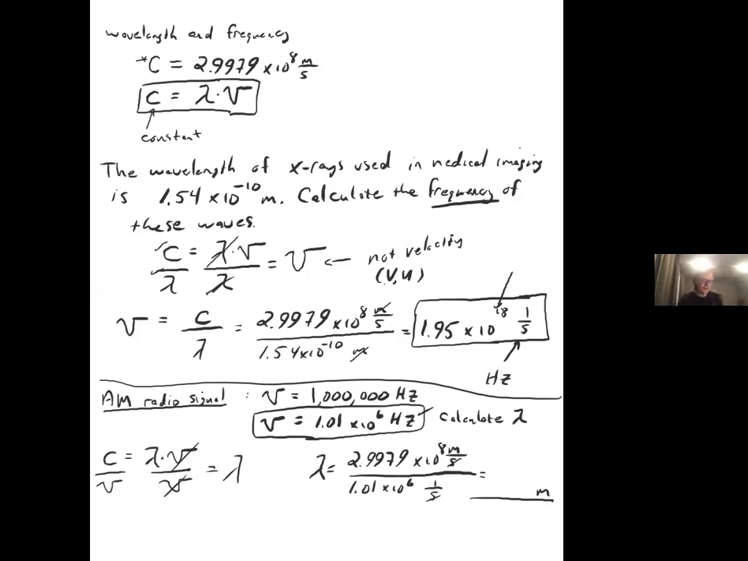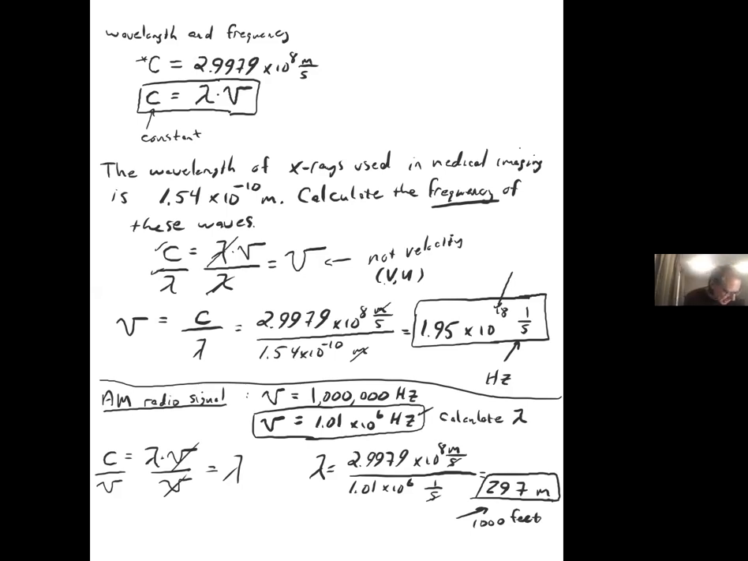Okay, so 2.9979 times 10 to the 8th divided by 1.01 times 10 to the 6th, and you get, wow, 297 meters. That's very big, actually, right? You think about it, that's close to 1,000 feet. So some waves are enormous in terms of their size. 1,000 feet is the wavelength.